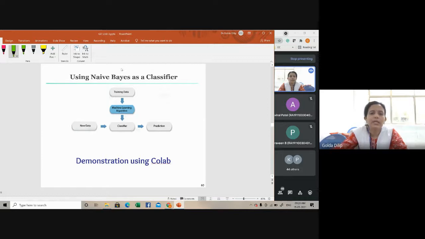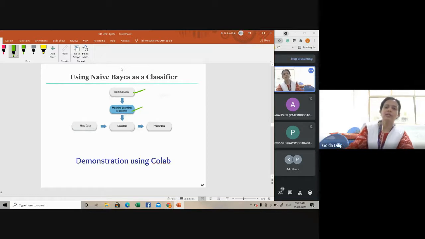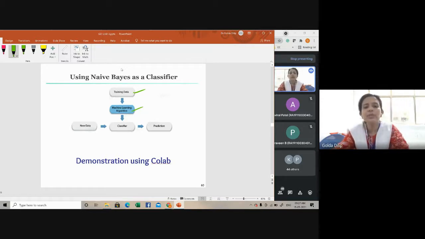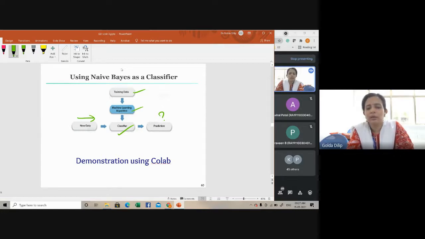I hope all of you are listening. You have the training data set, and you have some machine learning algorithm out here. It is a naive Bayesian classification algorithm which is being used, which will help us to develop a classifier model. With the help of this, when new data is fed into the classifier, you will be able to make a prediction.